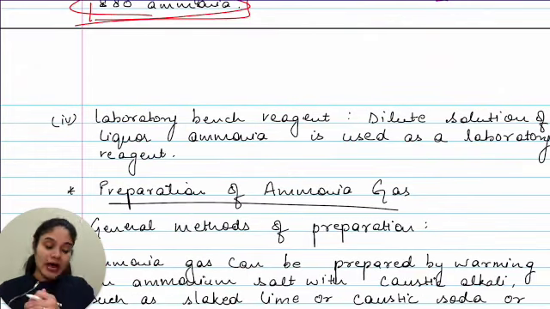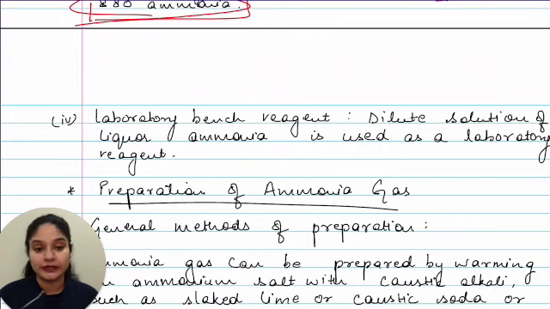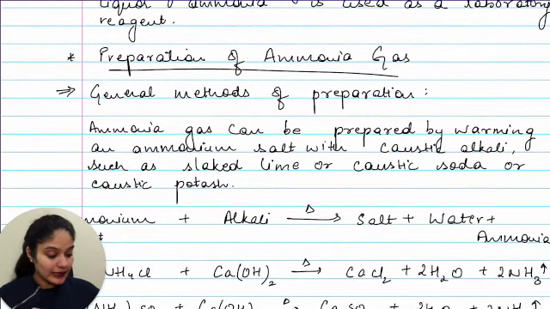Moving on to laboratory bench reagent. Dilute solution of liquor ammonia is used as a lab reagent. So the ammonia form that you would find in the labs would be your laboratory bench reagent. Then preparation of ammonia gas.